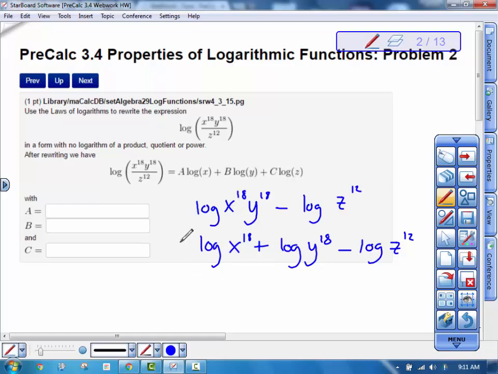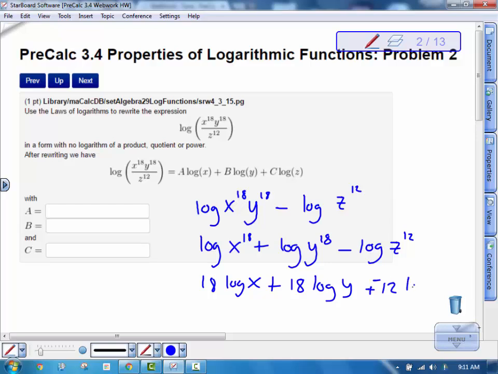Now I'll just bring the exponents down. So I'll just write this as 18 log of x plus 18 log of y minus 12, or how about plus 12, or plus negative 12 log of z. That way I can see what they want for A, which is 18 in this case, B would be 18, and C would be negative 12.